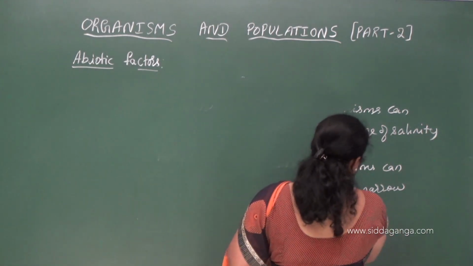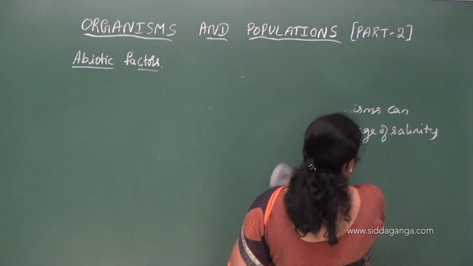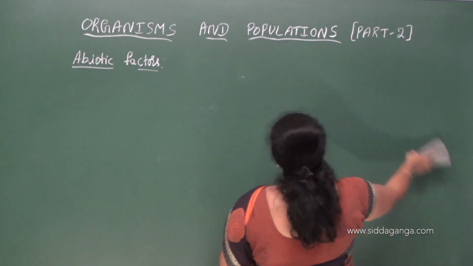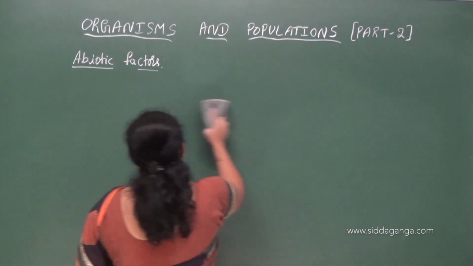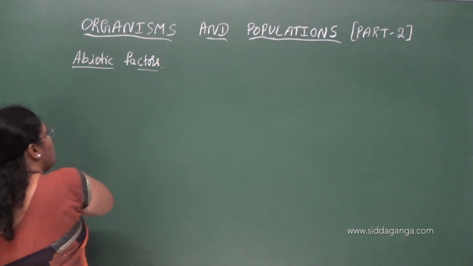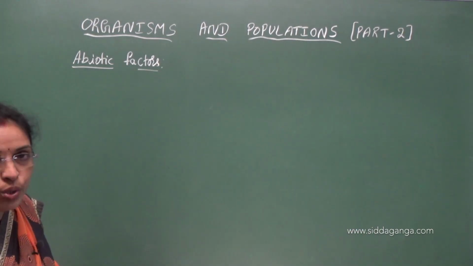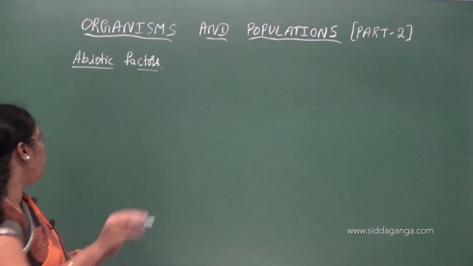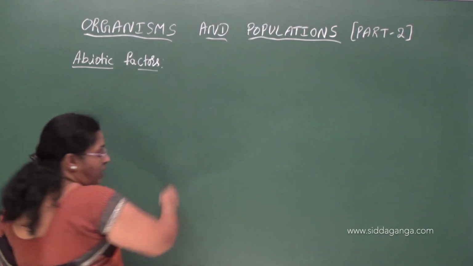The availability of water is mainly due to the precipitation. Precipitation means what? The rain. Precipitation includes rain and snow. So the third abiotic factor is light.